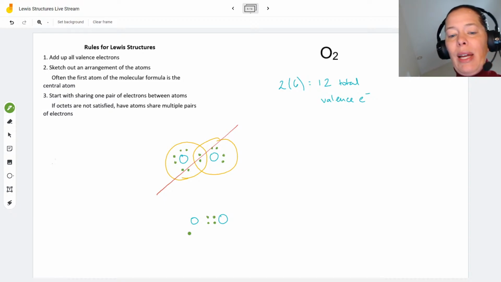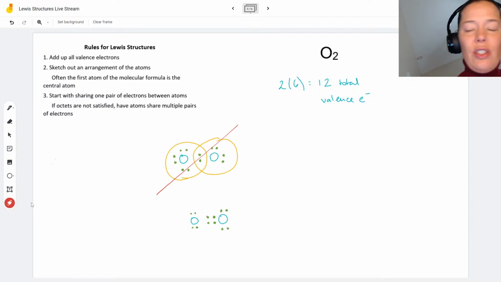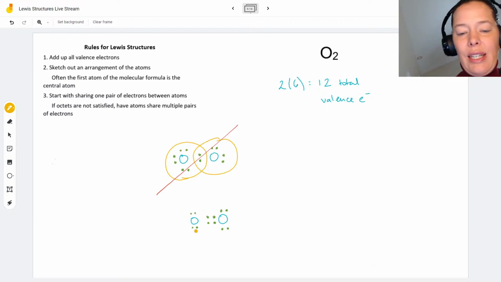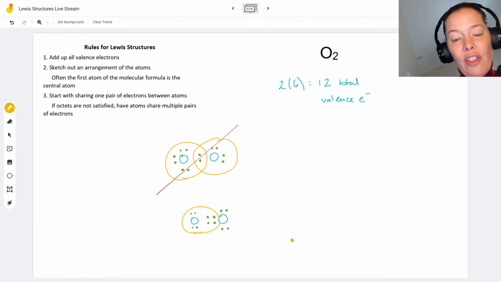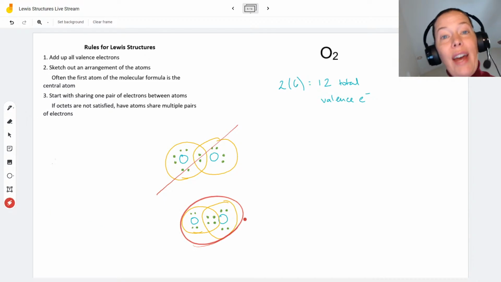And now I'm going to put the rest of my electrons in. So I've used 4, 6, 8, 10, 12. And let's just double check, make sure I've used 12: 2, 4, 6, 8, 10, 12. Okay, so I've used all my valence electrons. Let's see if I have satisfied octets here. This oxygen has 8, so again, it's fine. And this oxygen, you can see it now also has 8. So I have satisfied octets for both of the oxygen atoms. So now I do have a valid Lewis structure.